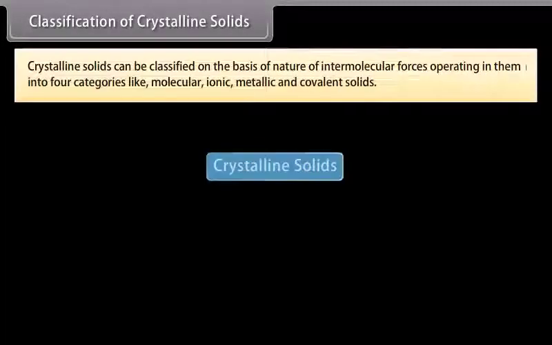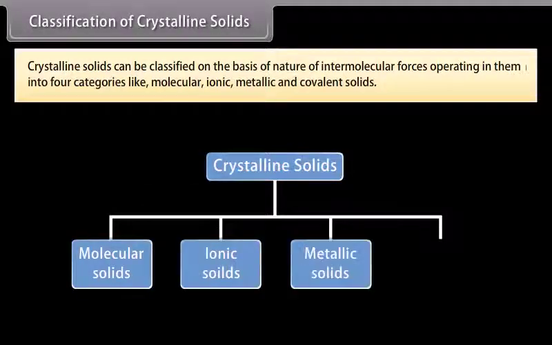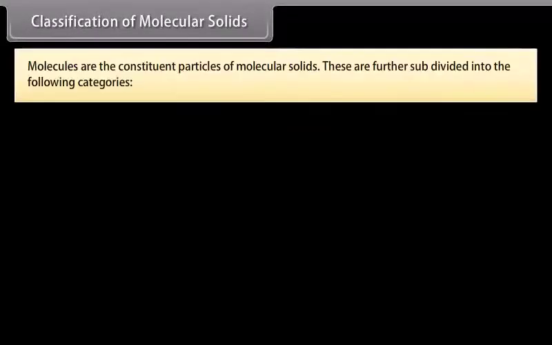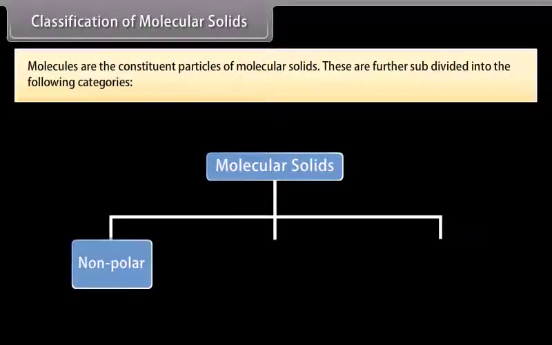Classification of crystalline solids. Crystalline solids can be classified on the basis of the nature of intermolecular forces operating in them into four categories: molecular, ionic, metallic, and covalent solids. Classification of molecular solids. Molecules are the constituent particles of molecular solids. These are further subdivided into the following categories.